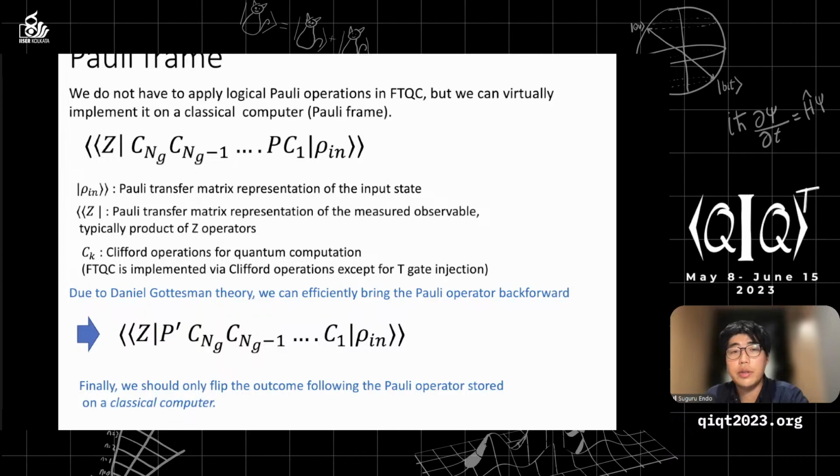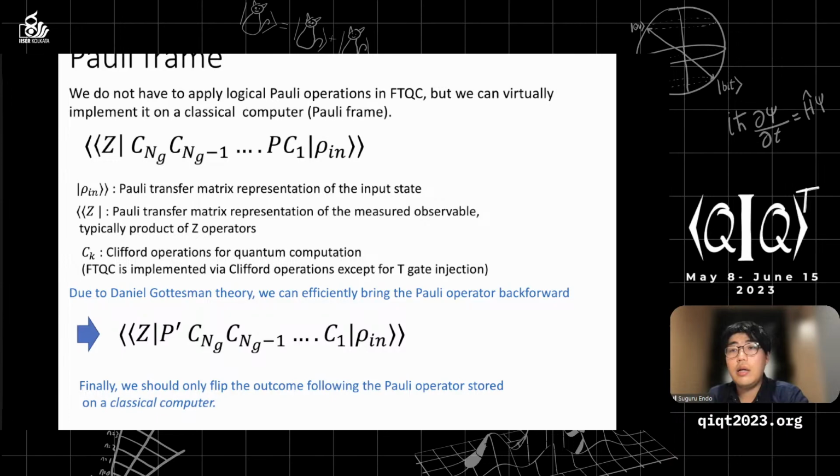And in that case, when we apply Pauli operations, by using the Gottesman-Knill theorem, we can move the Pauli operation backwards, which allows us to calculate the conjugate of the Clifford operation for Pauli operators. So the Pauli operation goes backwards, and this Z means measurement in the Z basis. If this P prime is X or Y, we should just flip the experimental results. And if P is Z, the operation does not change the measurement outcome in the Z basis, so we do nothing.